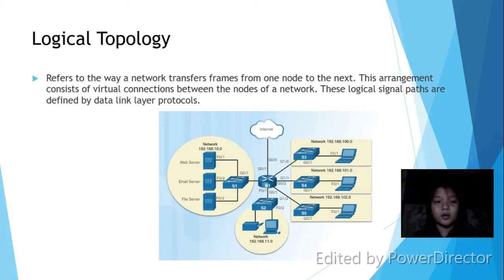Then the logical topology refers to the way a network transfers frames from one node to the next. This arrangement consists of virtual connections between the nodes of a network. These logical signal paths are defined by data link layer protocols. So this is the picture of the logical topology. It is more about the nodes.